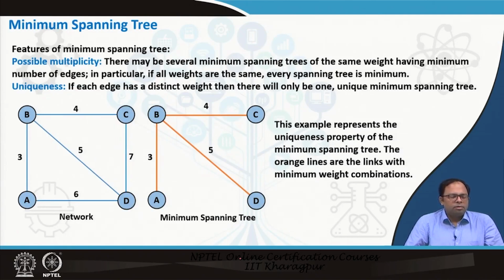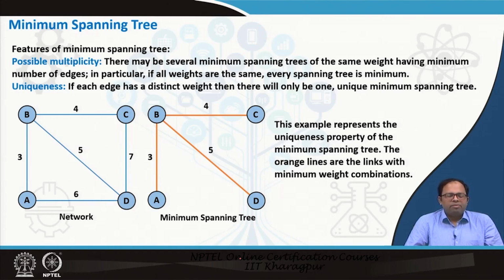So, two criteria of a minimum spanning tree is possible multiplicity. That means there may be several minimum spanning trees of the same weight having minimum number of edges, and if all weights are same, every spanning tree is minimum. So, that means if we give the same weight to all the edges, then all the spanning trees will have minimum weight. That is understood, and at the same time we can see if the weights vary, then we can have or may not have many minimum spanning trees.